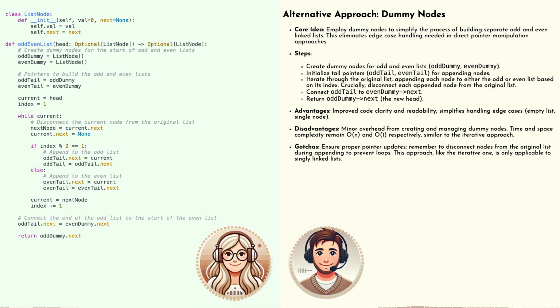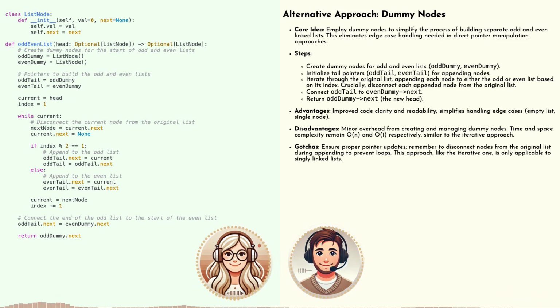Exactly. Imagine we create two dummy nodes, one for our odd sublist and one for our even sublist. We'll also have two additional pointers, one pointing to the end of the odd sublist and one pointing to the end of the even sublist. Okay, I'm picturing these two dummy nodes like the heads of two separate conga lines, each waiting for dancers to join in. Perfect analogy. Now, as we iterate through our original linked list, we look at each node's index. If it's odd, we attach it to the end of the odd conga line by updating the odd tail pointer. If it's even, we do the same for the even conga line. So it's like we're sorting the dancers into their respective conga lines as they come along, using our tail pointers to keep track of where each line ends.